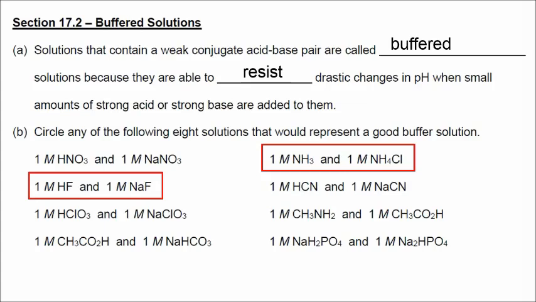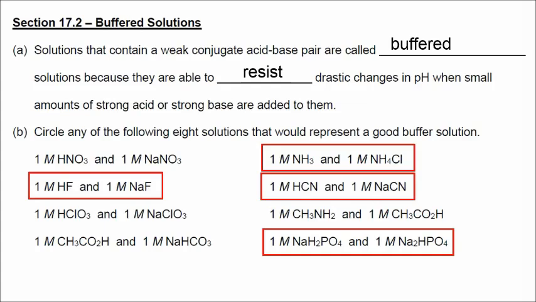Our next choice involves a weak acid, hydrocyanic acid, and sodium cyanide. The cyanide is the conjugate base, so good choice. The next one's methylamine, which although methylamine is a weak base, and acetic acid is a weak acid, they are not related to each other in a conjugate acid-base pair, so not a good choice. Then finally we have sodium dihydrogen phosphate, and we have sodium hydrogen phosphate. That is a conjugate acid-base pair, so it is a good choice for a buffer.